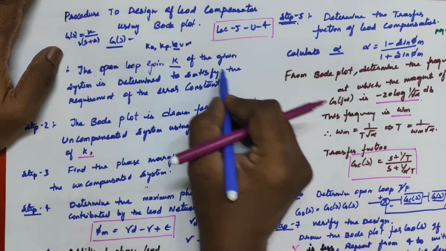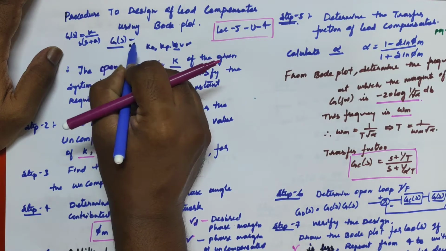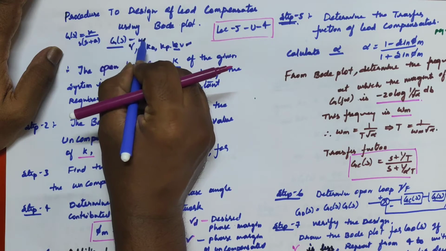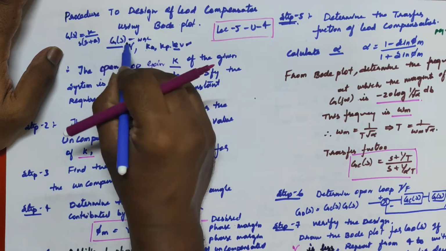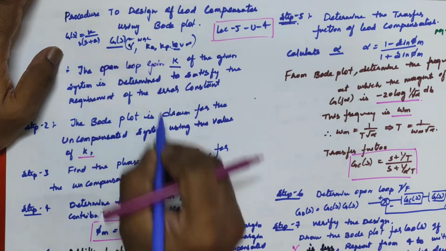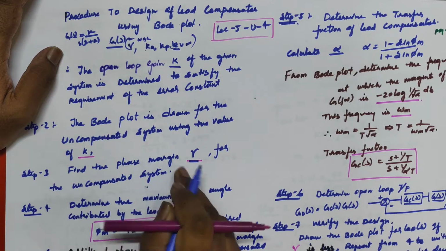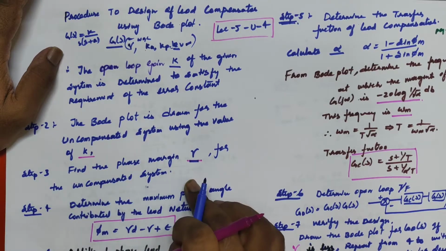If the specifications say that the specifications will be phase margin, gain crossover frequency, Kp, Ka, Kv, these are the specifications. This thing is met, but the phase margin is not met. If the phase margin is met, the design is complete up to here.